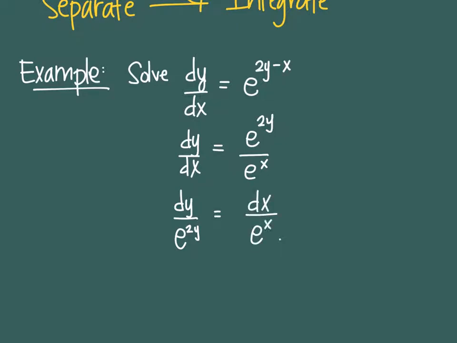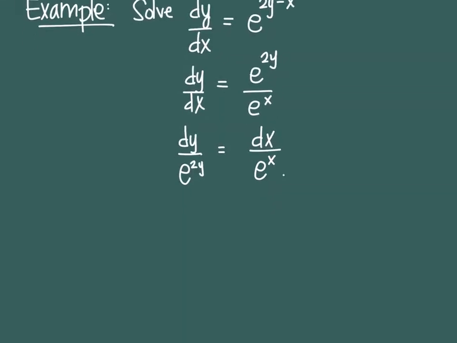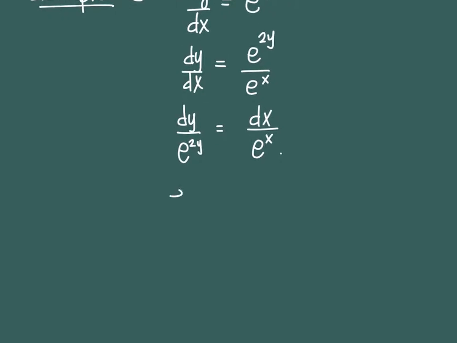Okay, great. Before we integrate that, however, you're going to want to change it to e to the negative 2y times dy and e to the negative x times dx. That form is going to be easier for you to integrate. We would like our e's in the numerator so that we can integrate both sides. So we've done the separation, and now we're going to integrate the two sides.